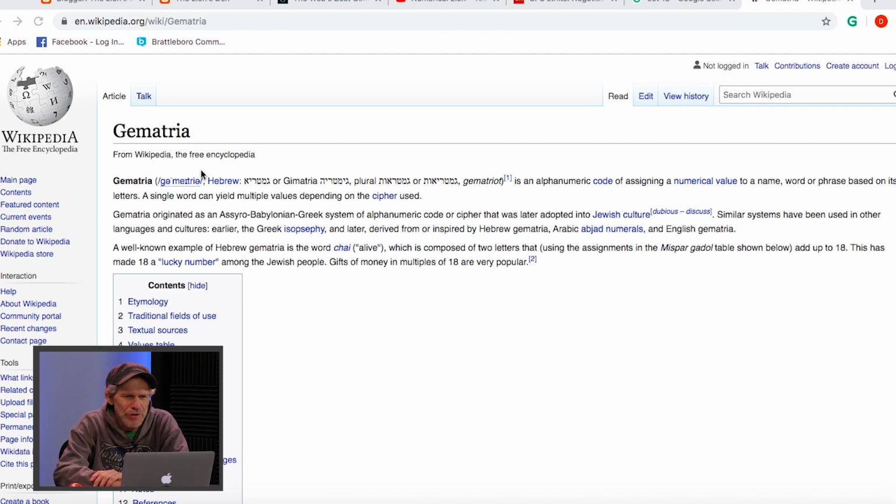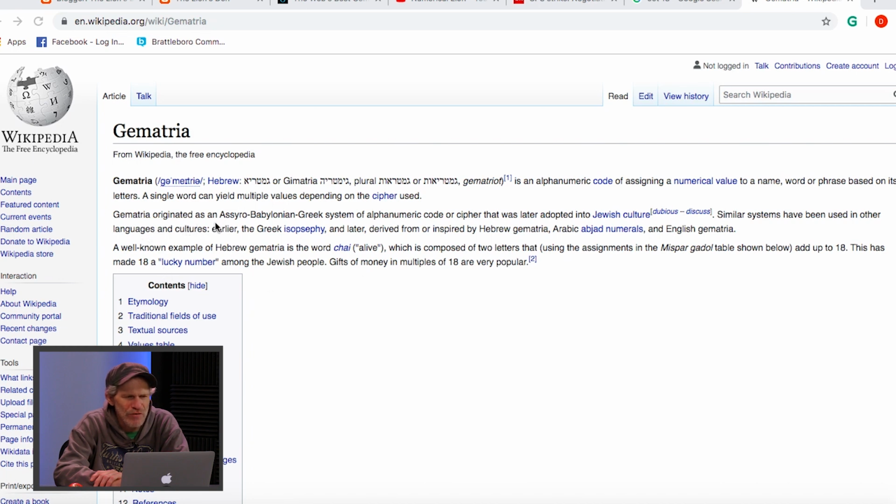And I feel every episode I've got to talk about what is Gematria, or probably pronounced Gematria. And this is from Wikipedia. According to Wikipedia, it's an alphanumeric code of assigning a numerical value to a name, word, or phrase based on its letters. A single word can yield multiple values depending on the cipher used.